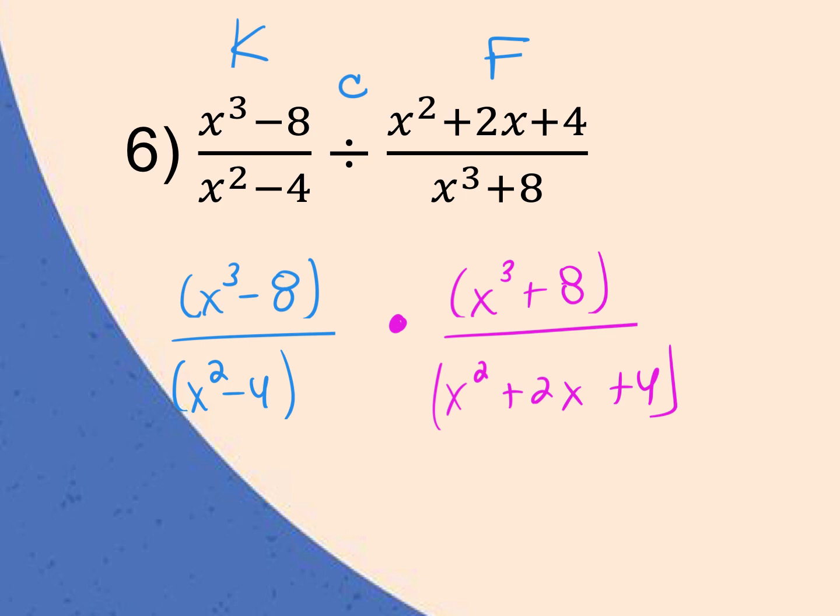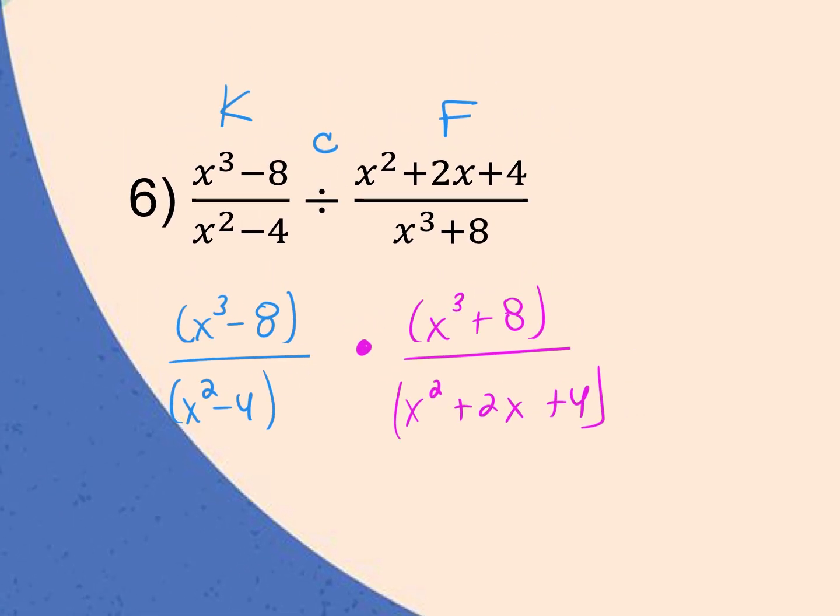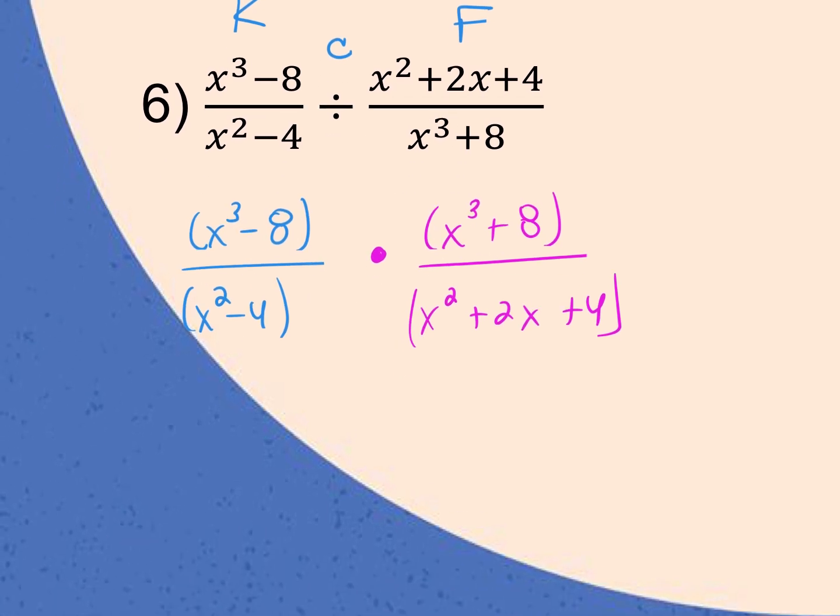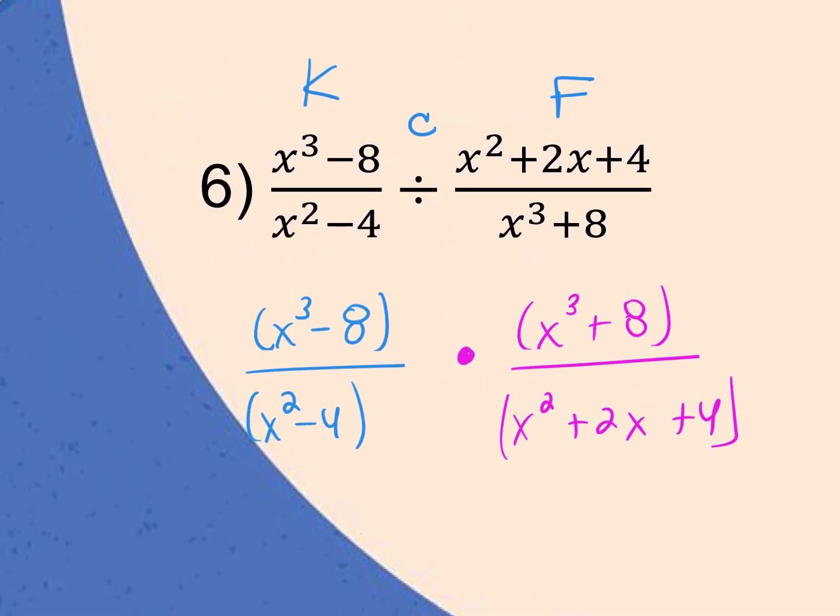Does anyone notice anything about my two numerators? They are cubes. Good. Is this the difference and the sum of perfect cubes? Yes or no? Yes. X cubed is a perfect cube, and so is negative 8. And so x cubed is a perfect cube, so is positive 8. So do we remember the pattern for cubes? Oh, it's a minus b. Okay, so this is going to be x minus, what's the cube root of 8? 2. Good. And then what is this going to become?